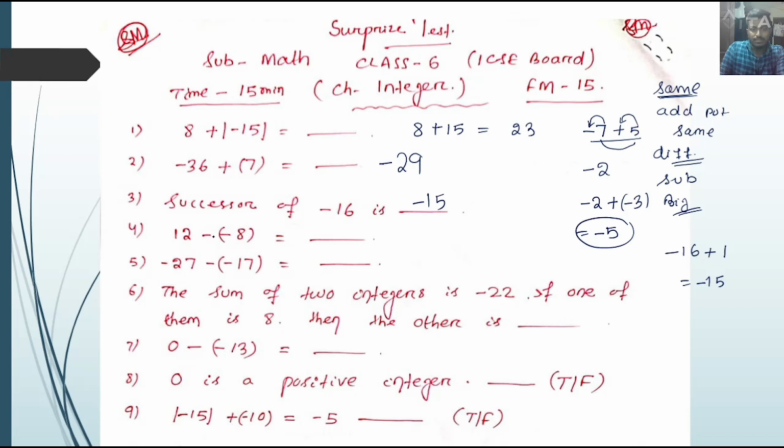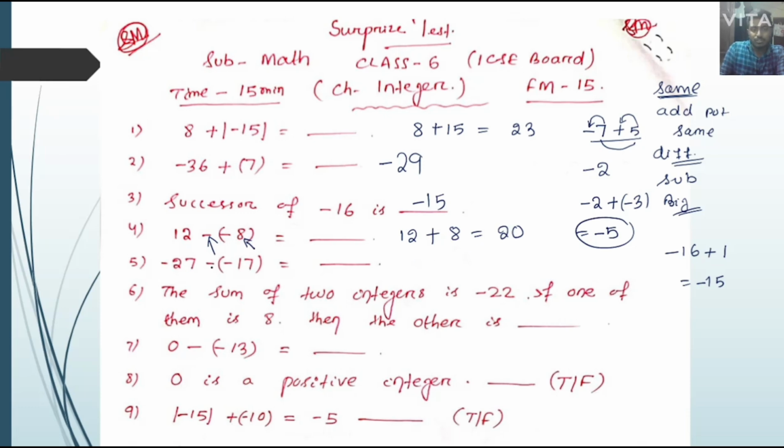12 minus minus 8. First we convert this minus into plus. First we write 12 plus, then change 8. Additive inverse of minus 8, that is plus 8. Now 12 plus 8, that is 20. Or simply you can multiply minus into minus, that is plus. So 12 plus 8, that is 20. Understand? Now question number 5.